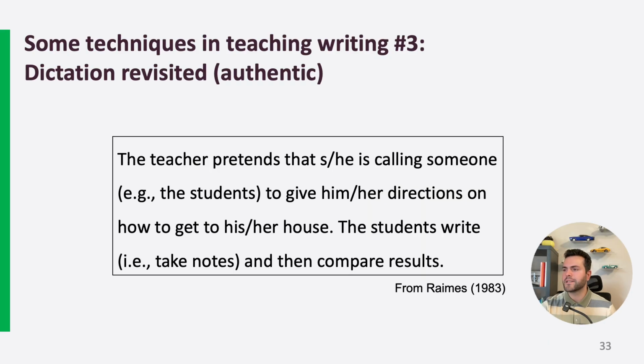Here is another creative technique for teaching writing, which is basically a dictation activity. The teacher pretends to be on the phone, asking for directions like how to get to someone's house. The students act as the listener, taking notes as if they're on the other end of the call. Afterwards, they compare their notes and see how accurate and complete their versions are. It's a simple way to practice listening, note-taking, and real-world writing all in one.